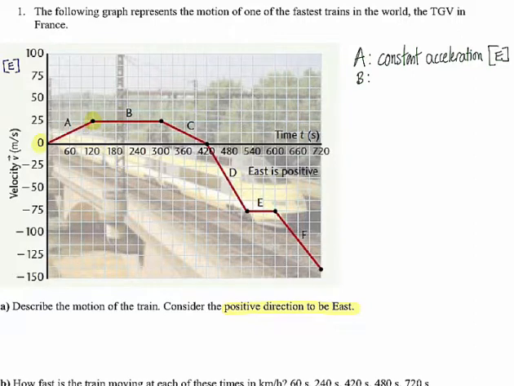Moving along to section B. In section B, the velocity is constant. It stays at 25 meters per second. It's still moving, has a velocity, 25 meters per second. So we would say that this is a constant velocity, and the direction is still east.